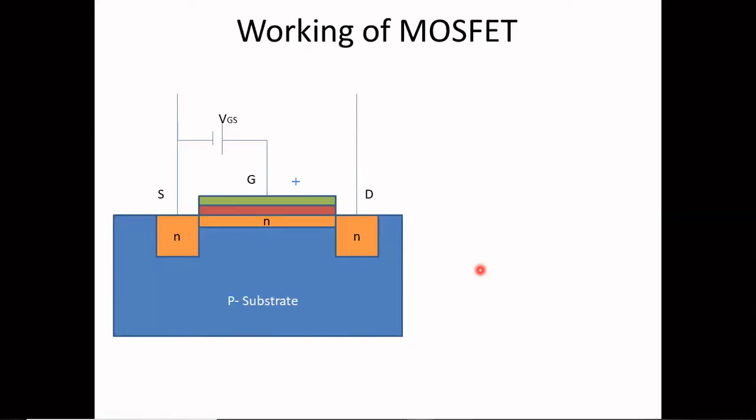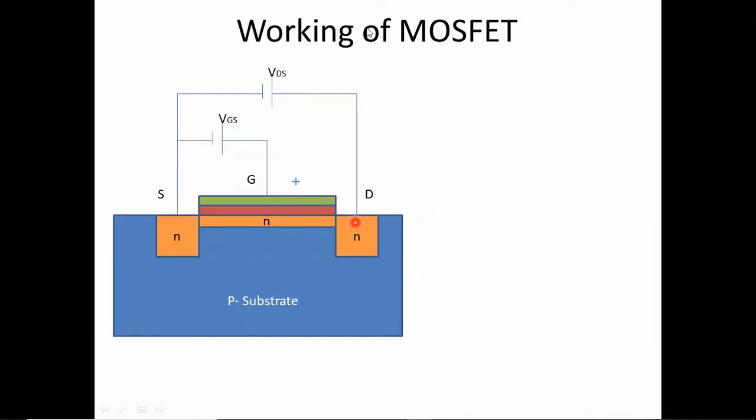I have created a channel. So what will I do? I will provide one more voltage between my drain and source. If drain and source are at the same potential, there will be no current flow between the drain and the source. So I am trying to create a potential difference between my drain and source. I am providing a voltage called VDS. With VDS, the positive potential is connected to the drain terminal and the negative potential is connected to the source terminal.